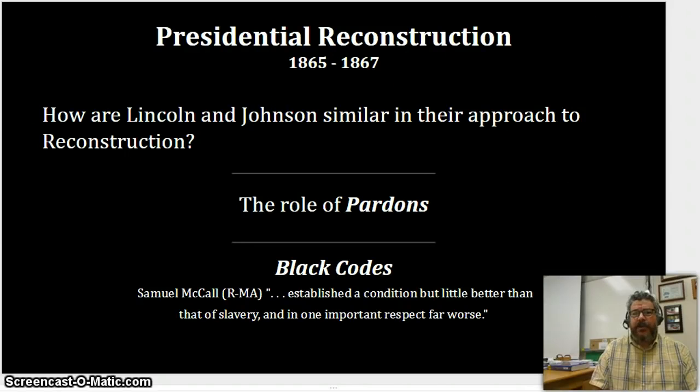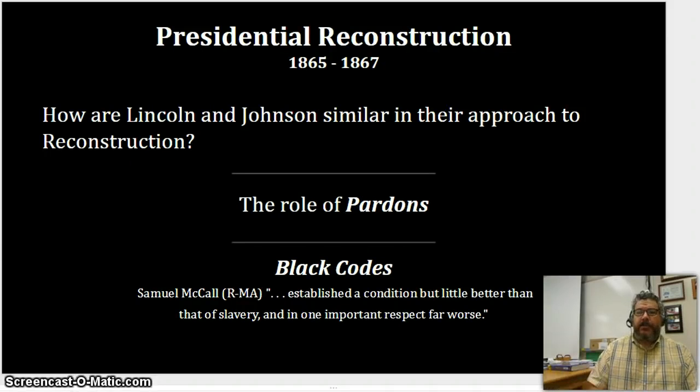And radicals greet this with a pleasant surprise. They like this. They see this as a departure or moving closer to where they want to be from where Lincoln started. However, they'll be quickly dismayed by the use of pardons by President Johnson. Johnson will put forth the idea that any of those excluded people, whether they be Confederate soldiers or officers, Confederate politicians, or landowners in the South, would be eligible for a pardon if they appealed to the president directly.